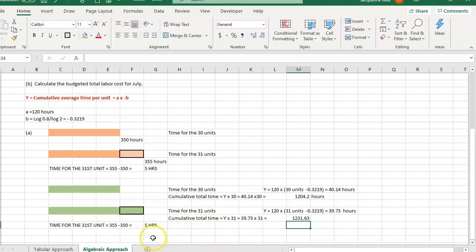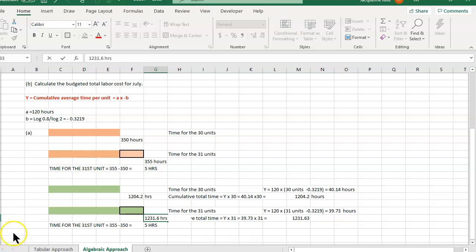So it means, therefore, that the cumulative time to make 30 units is 1204.2 hours. The cumulative time to make 31 units is 1231.63 hours. So the time for the 31st unit would be the difference between those two figures, and it's 1231.63 minus 1204.2.